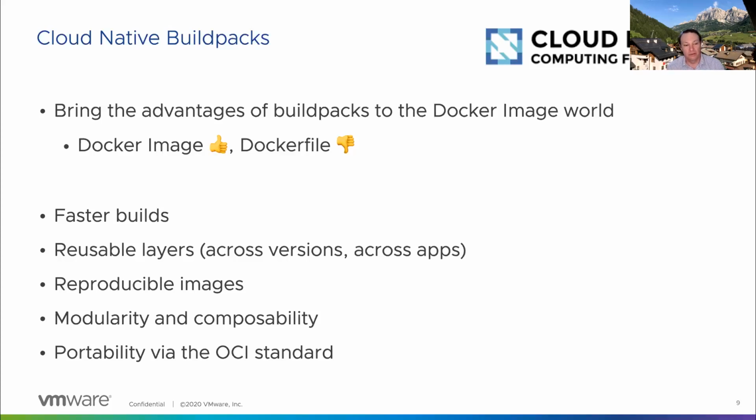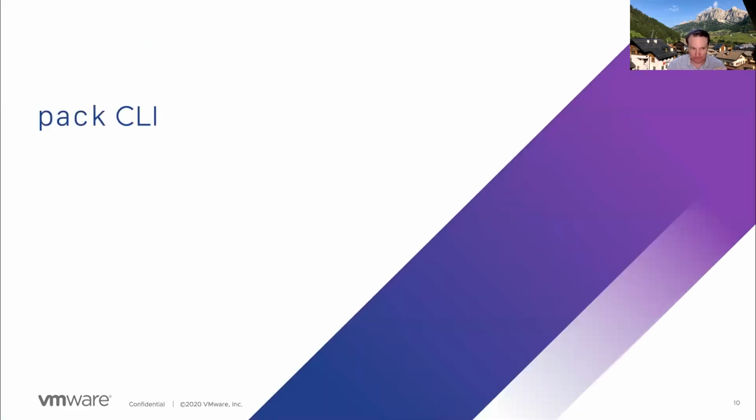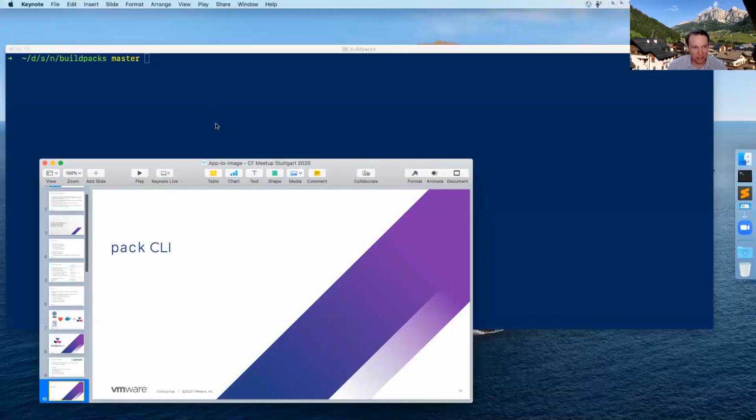We also wanted to make some improvements on the previous model of buildpacks inside of Cloud Foundry and Heroku by enabling modularity and composability, and finally, recognition of Docker images being the lingua franca of modern distributed application distribution. We wanted to be compatible with the OCI standard. So we're going to jump into a demo now with the pack CLI. Before I do that, any questions, Matthias?